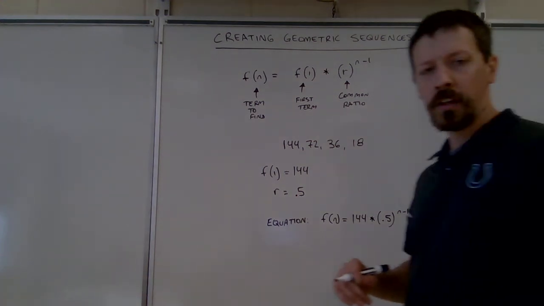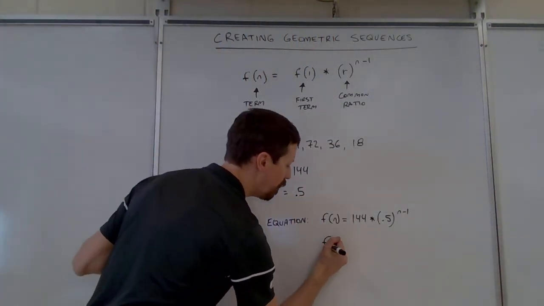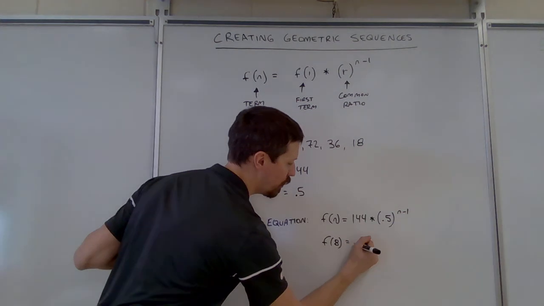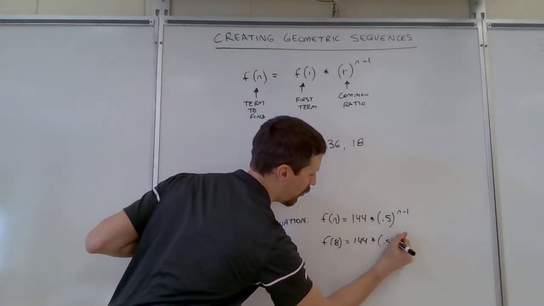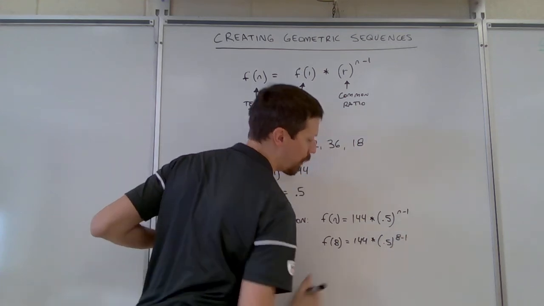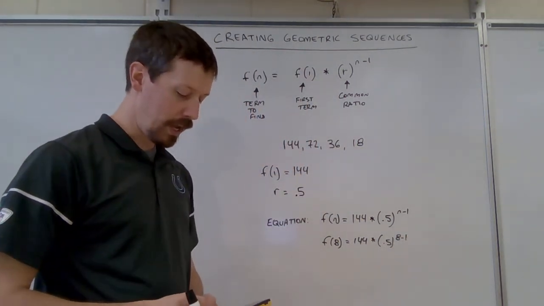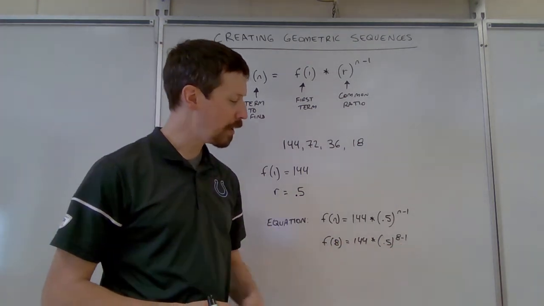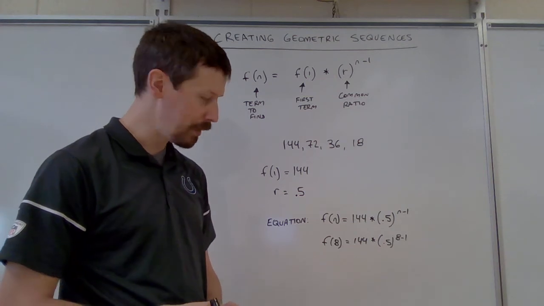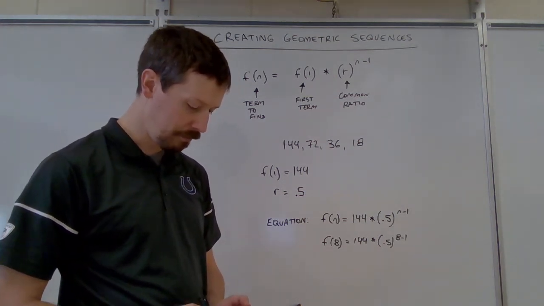All right, so the last thing it says is what is my eighth term going to be? So if I do f of 8 equals 144 times 0.5 raised to the power of 8 minus 1. So if I go to my calculator, I'm going to do my exponent. 8 minus 1, that's going to be 7. So it's going to become 0.5 to the power of 7.